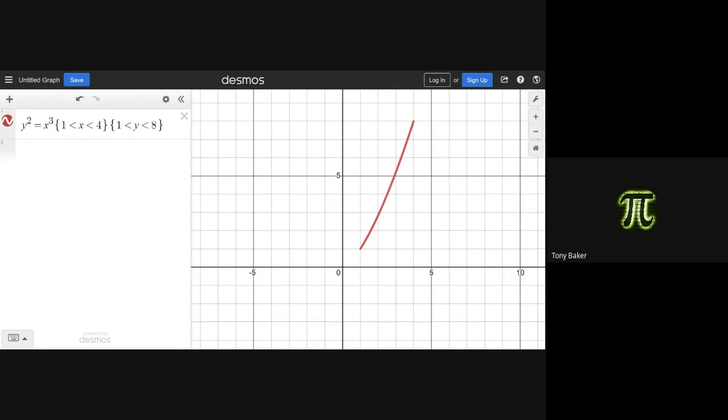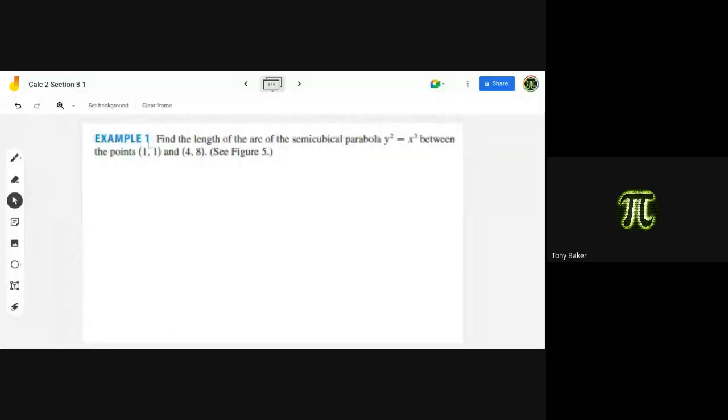If you're plugging these into Desmos and you want to look at the exact piece, this is how you put in your restrictions. So you put in your X restriction and your Y restriction for it, and it'll actually just show you the piece that you want. I got those from the points. The X went from 1 to 4 and the Y went from 1 to 8. So that gives me just the length of that piece that I want right there. So, a nice little thing to have an option for.